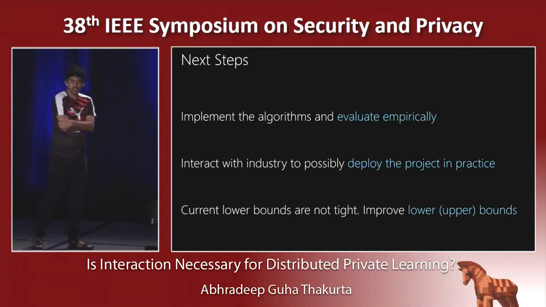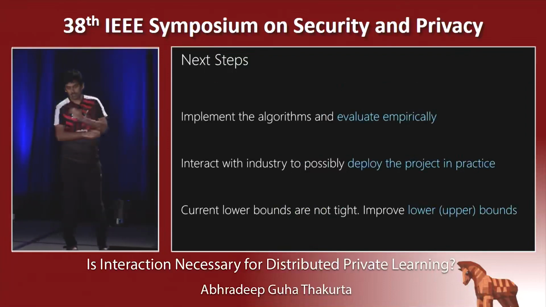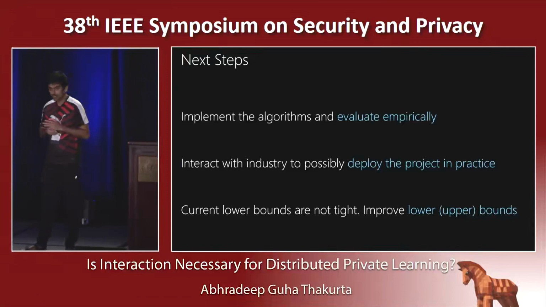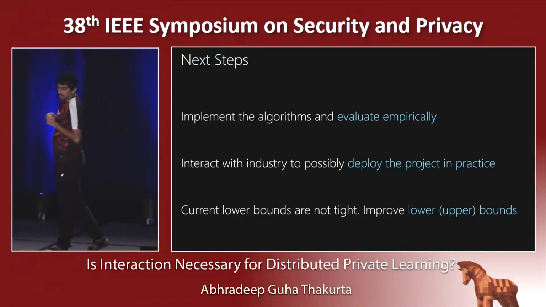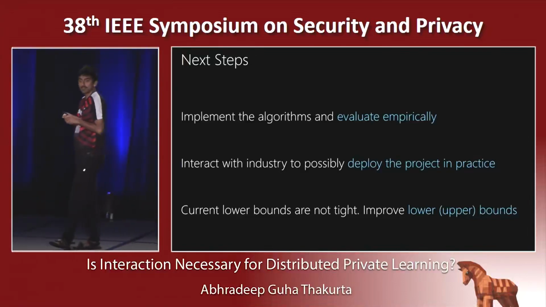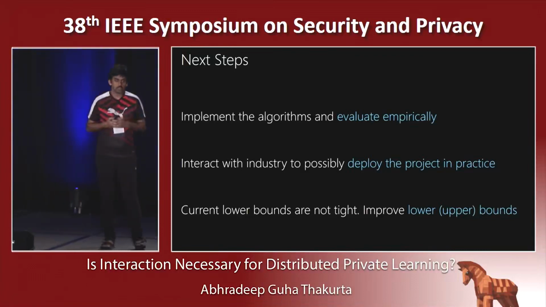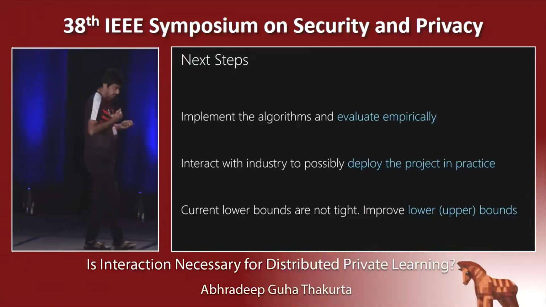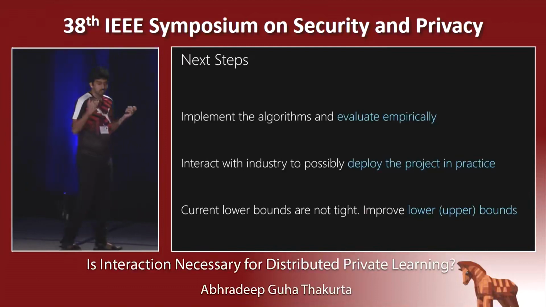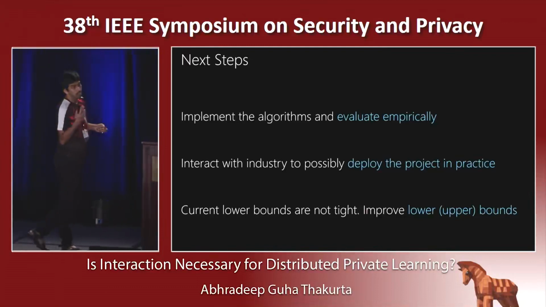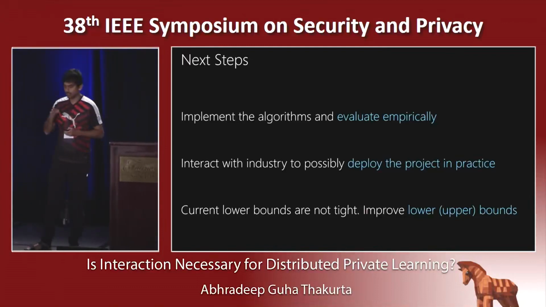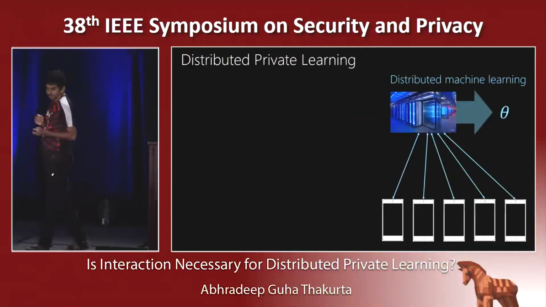Now to end, our next steps: we want to implement these algorithms. Right now it's theoretical work, and we want to evaluate empirically. We want to interact with industry and possibly deploy them in practice. Our current lower bounds are not tight. We hope the lower bounds are tighter. So either we want to improve the lower bounds or we improve our algorithms. I think the former is more plausible.